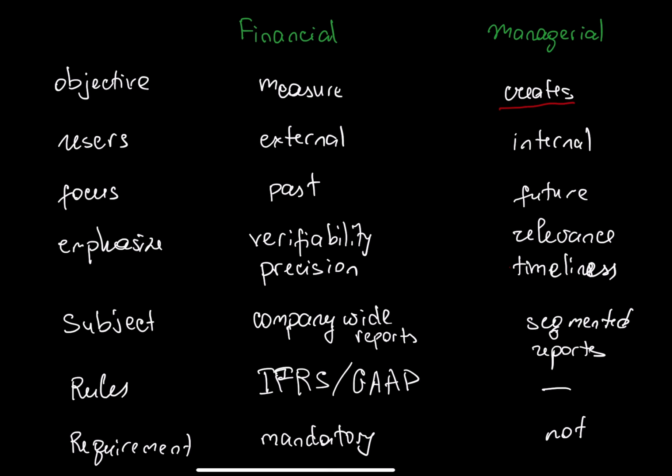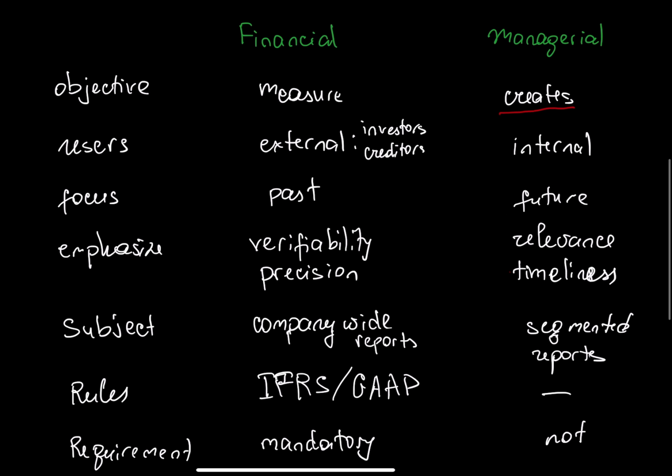Next, the users. Financial accounting focuses on reporting to external parties. Now it doesn't mean that the internal users are not using it, they are using it as well, but the focus is to present it to external users. Specifically, that would be investors as well as the creditors of the company. And managerial accounting focuses only on internal users.